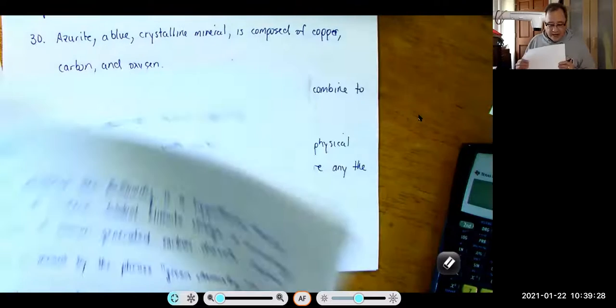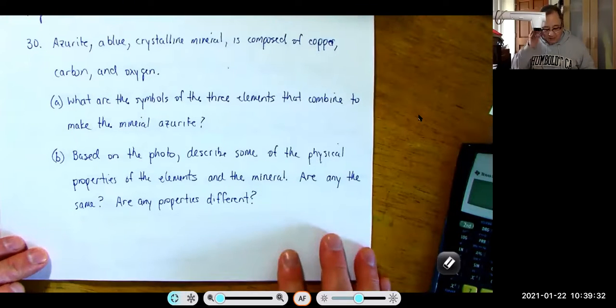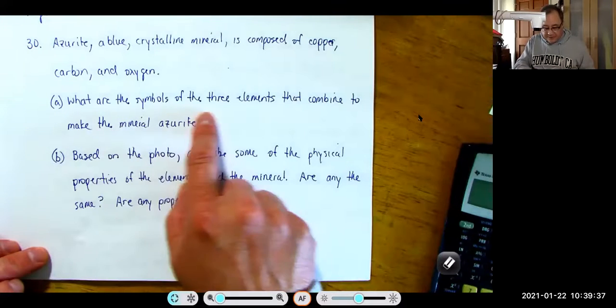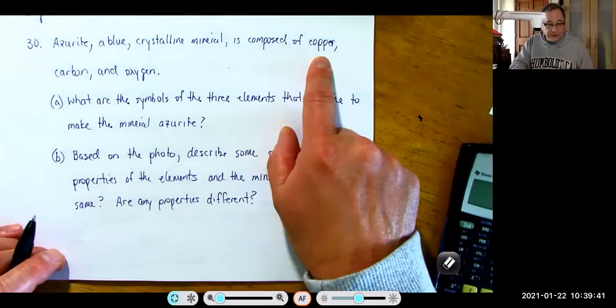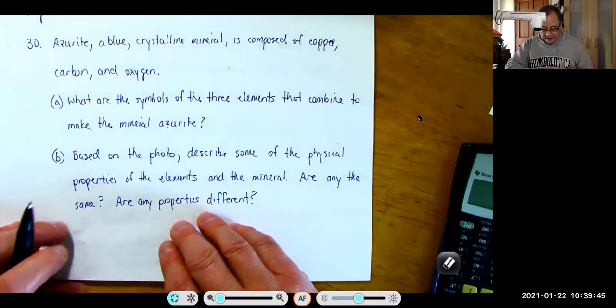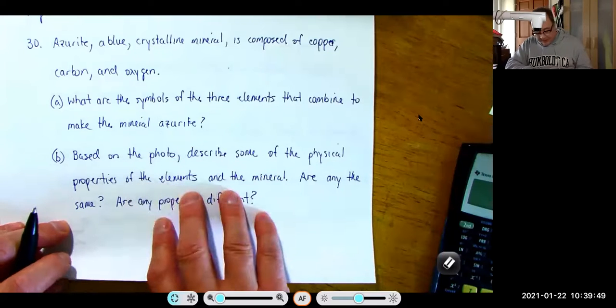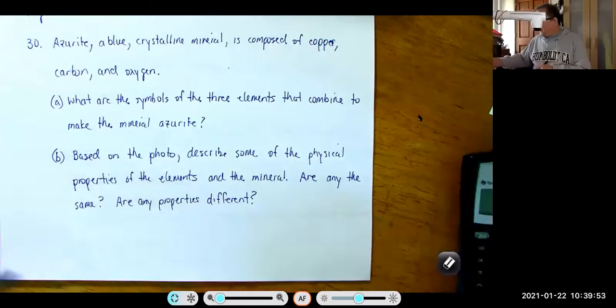Azurite, a blue crystalline mineral, is composed of copper, carbon, and oxygen. What are the symbols of the three elements that combine to make the mineral azurite? Well, clearly copper is Cu, carbon is C, and oxygen is O. Based on the photo, describe some of the physical properties of the elements and the mineral. Are any the same? Are any properties different?